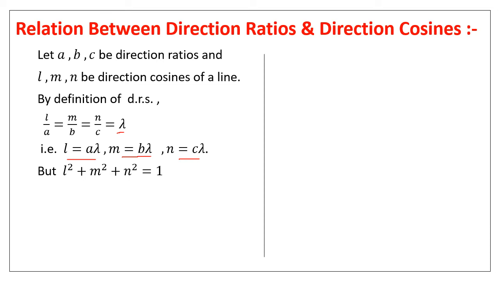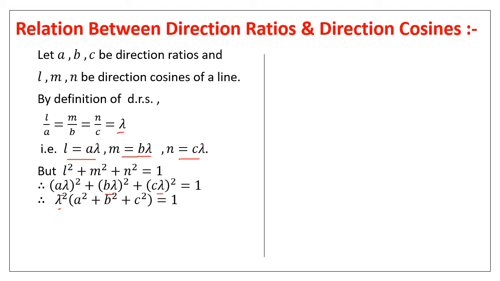So substituting L, M and N here, we have (Aλ)² + (Bλ)² + (Cλ)² = 1. From this we will take λ² common. So we have λ²(A² + B² + C²) = 1. From this, λ = ±1/√(A² + B² + C²).